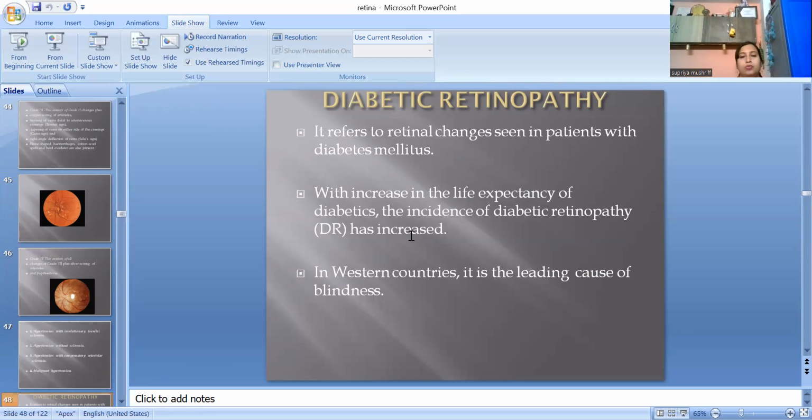Now diabetic retinopathy. Diabetic retinopathy is very important practically and theoretically also. You should understand it, and nowadays it is very important to know how to screen for it. Diabetic retinopathy refers to retinal changes seen in patients with diabetes mellitus. With the increase in life expectancy of diabetics, the incidence of diabetic retinopathy has increased. In Western countries, it is the leading cause of blindness.